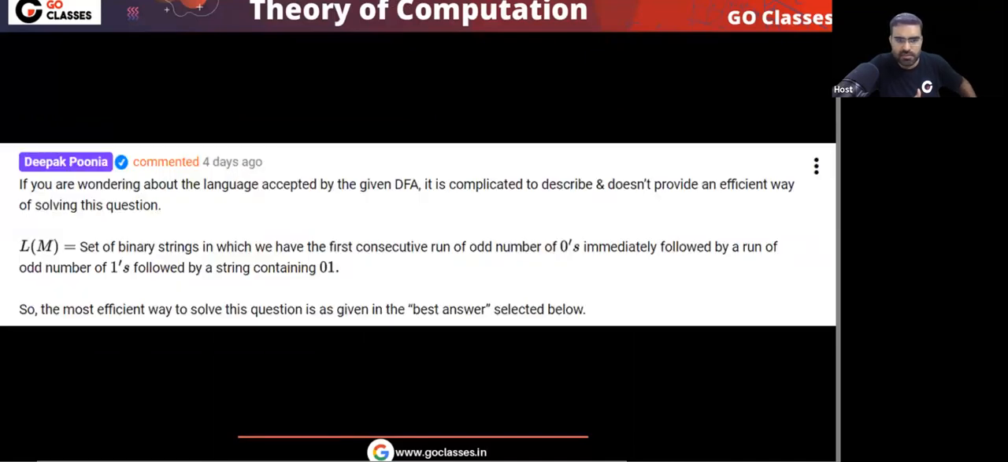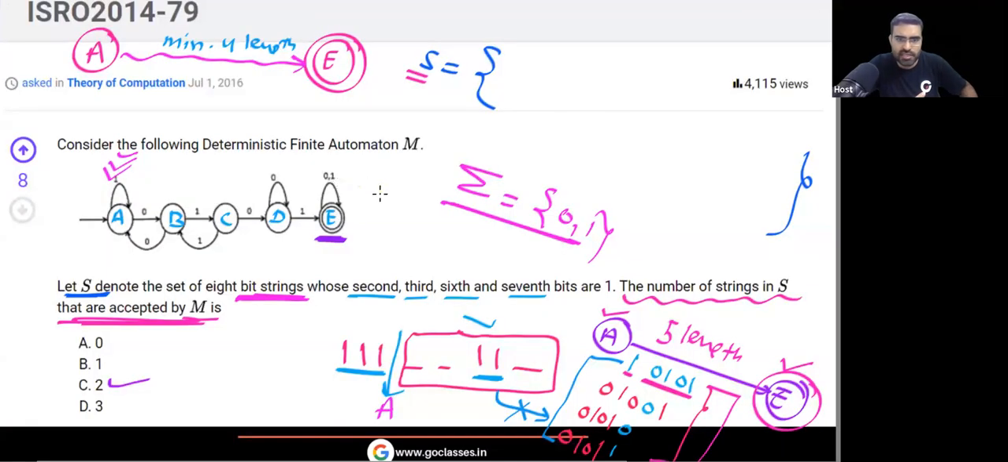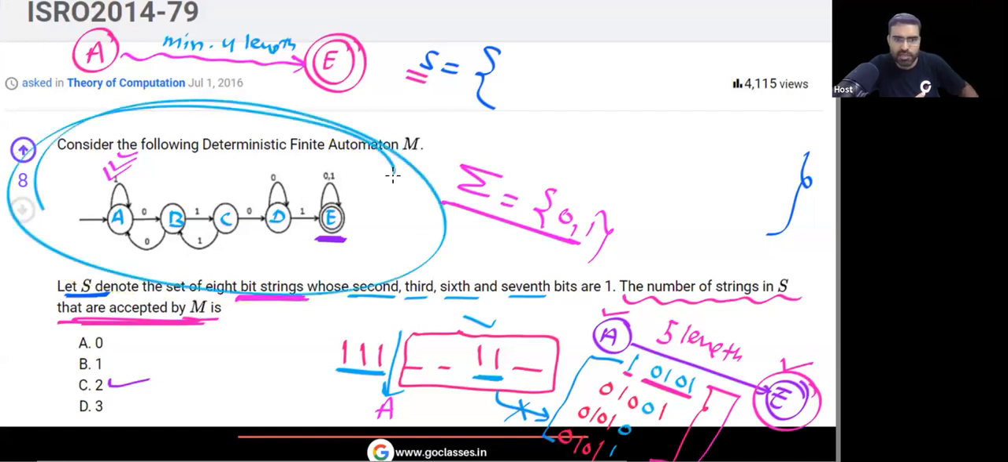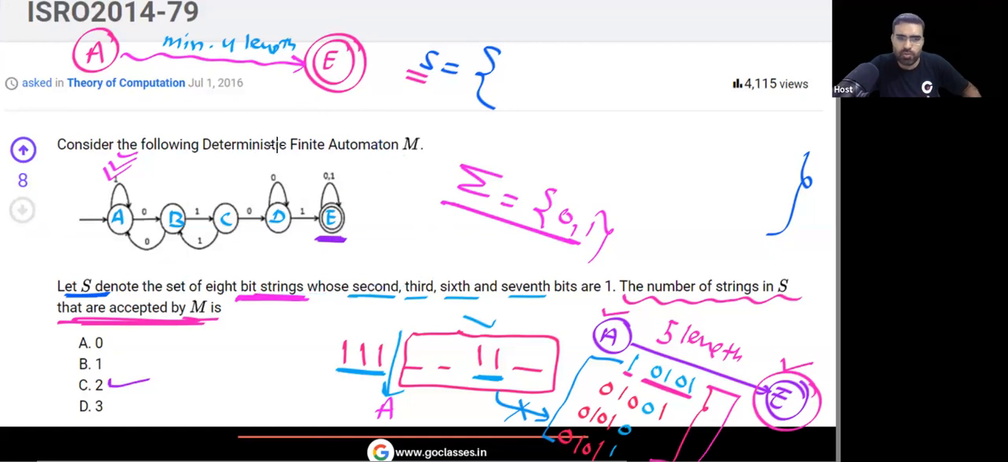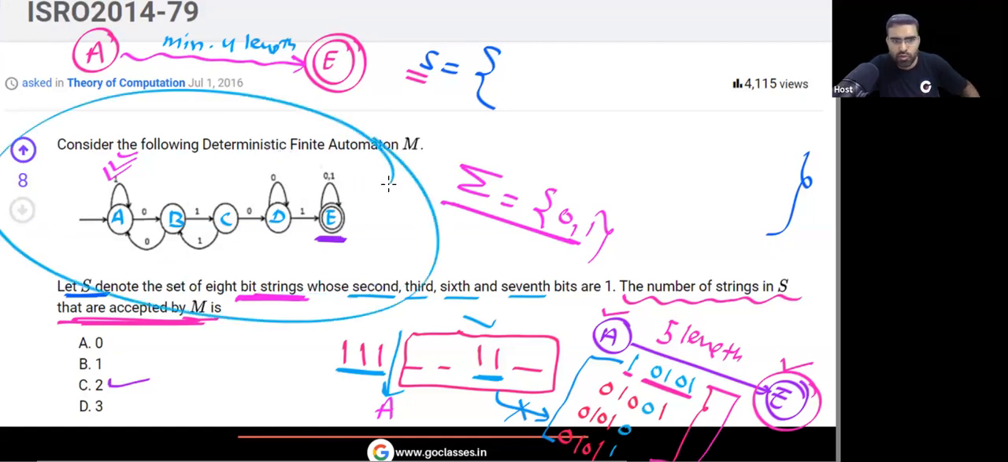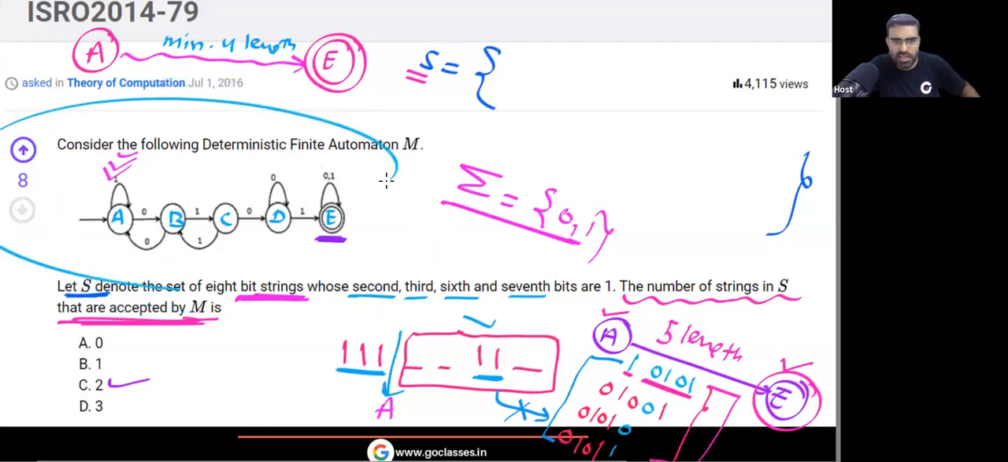Now some of you might be thinking, sir, we can find the language and then we can find how many strings are there of length 8. Yes or no? Agree with me? Is there anyone who is thinking that first we find the language, then we find how many 8 length bit strings are there? Maybe we can get some clue. For example, first you find what is the language accepted. Then maybe you can get some clue.